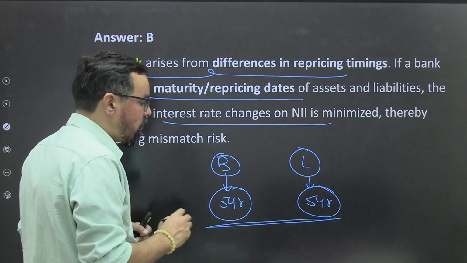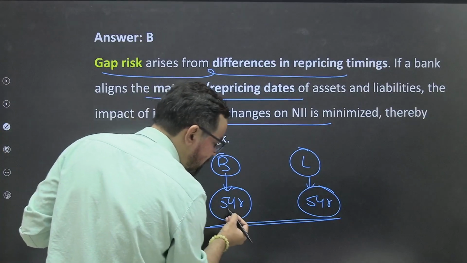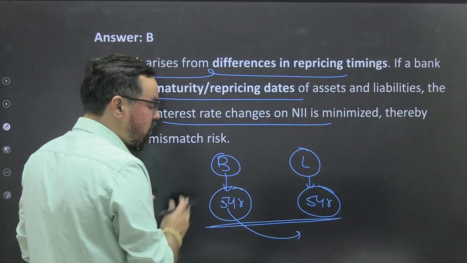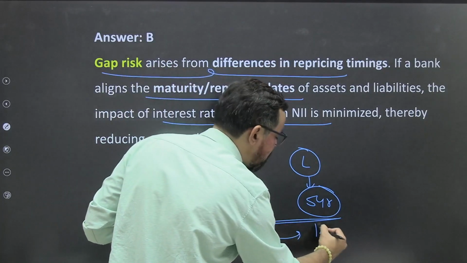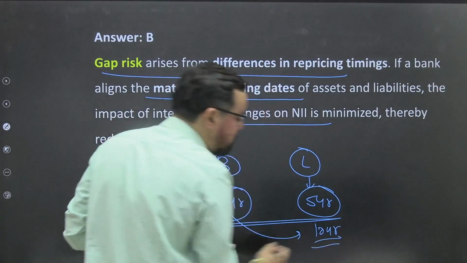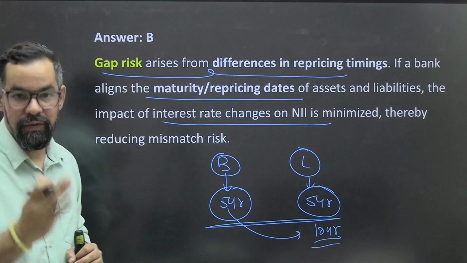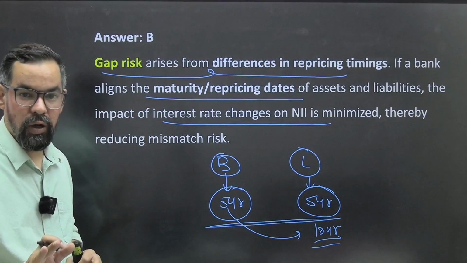The problem is what we generally do: we borrow money for 5 years and create an asset for 10 years. Now there is a mismatch of 5 years. How will you deal with that particular 5 years?